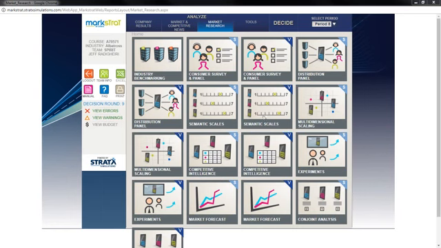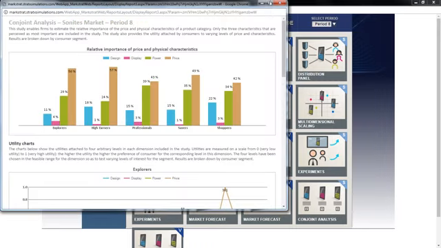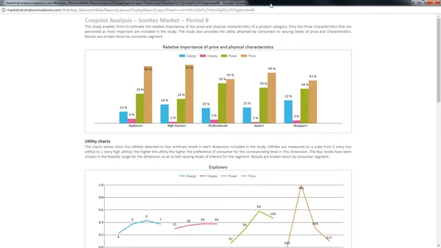Now let's look at the conjoint analysis report or study. The conjoint analysis report basically allows you to understand the degree of importance to consumers of a number of attributes. At the top you see these bar charts here. It basically tells you the relative importance of price and a couple of physical characteristics as well.